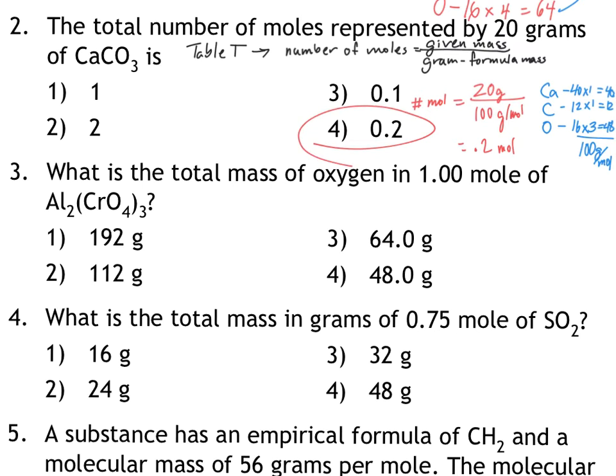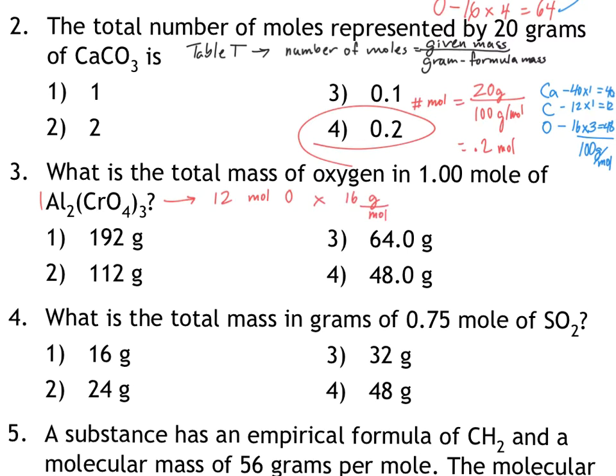So for the next question, what's the total mass of oxygen in 1 mole of aluminum chromate? So we have 1 mole of aluminum chromate. There is an invisible 1 here, so the 1 mole they're talking about is just the mole of aluminum chromate that we see. But they want to know the total mass of oxygen here. And I can see that we have 3 times 4, or 12 moles of oxygen. And I also know that every mole of oxygen has a mass of 16 grams per mole.